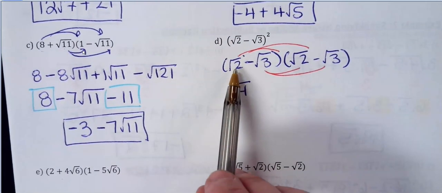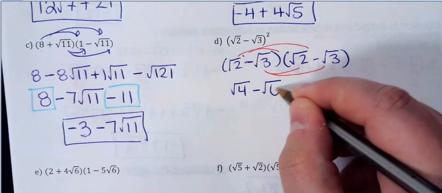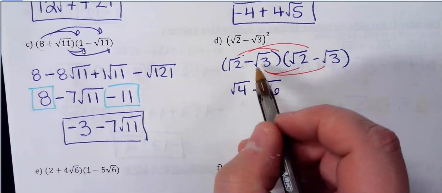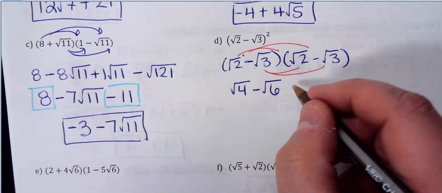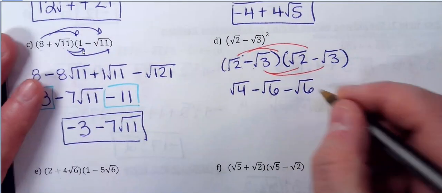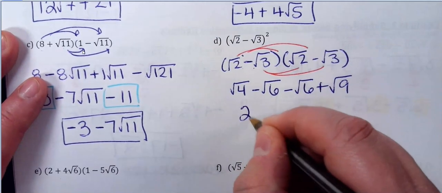So square root of 2 times this negative square root of 3. 2 times 3 is going to give you 6. So I have minus the square root of 6. I'm going to turn around and get that again. These will not cancel each other out. So negative square root of 3, square root of 2, another negative square root of 6. Then negative times a negative, I'm going to get positive square root of 3, square root of 3, square root of 9. So this is 2.